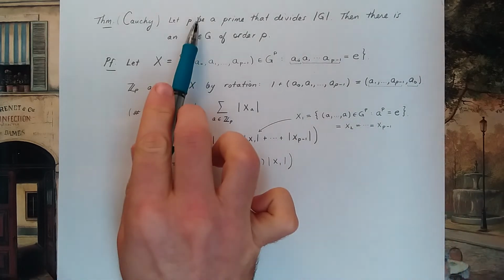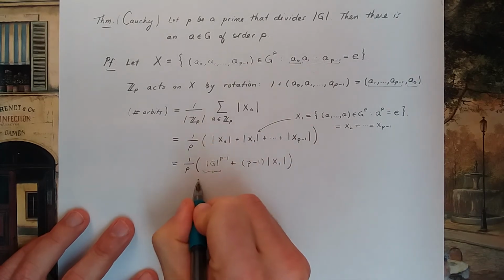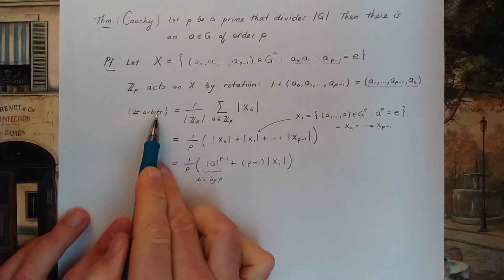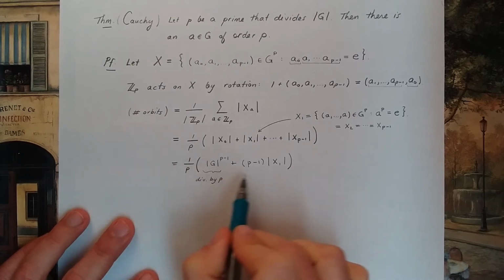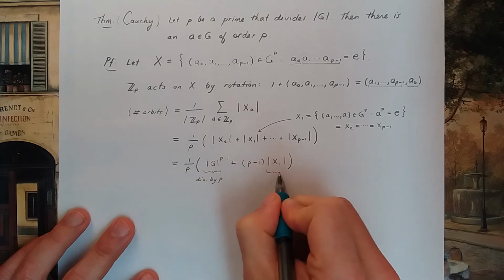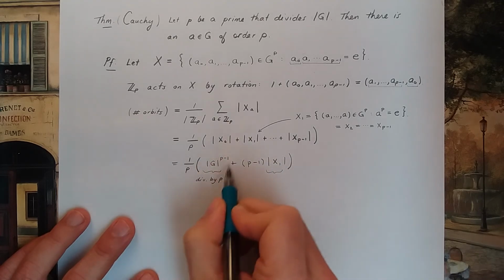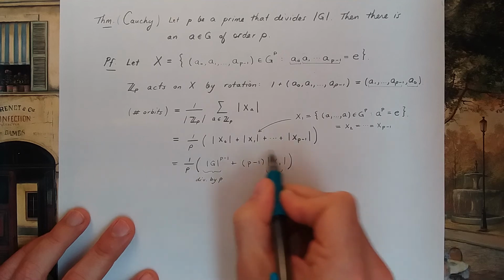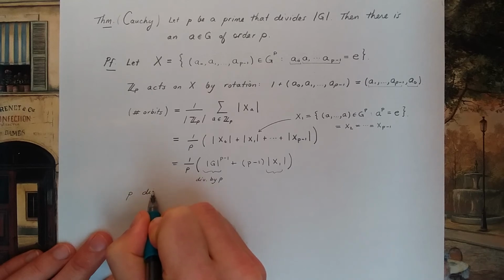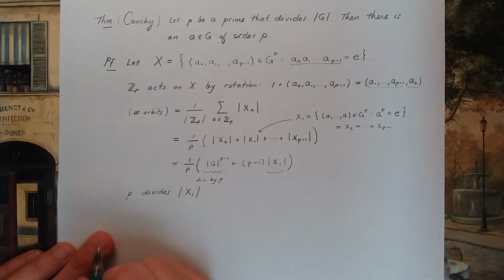Now, p divides the size of the group. So this term is divisible by p. The number of orbits has to be a whole number. So in order for this to be a whole number, the whole term has to be divisible by p. This piece is, so therefore this piece also has to be divisible by p. So in other words, p divides the size of X1.